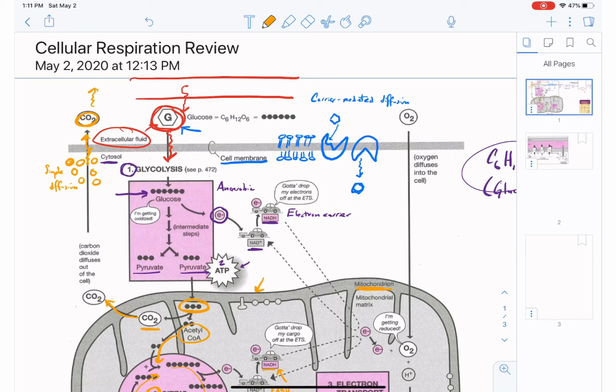Then it moves into the blood, and where does it go next? It's going to go to the lungs, and it's going to diffuse out of the respiratory capillaries, out of the pulmonary capillaries, into the lungs, and we exhale it. That's how we get rid of that carbon dioxide from the body.